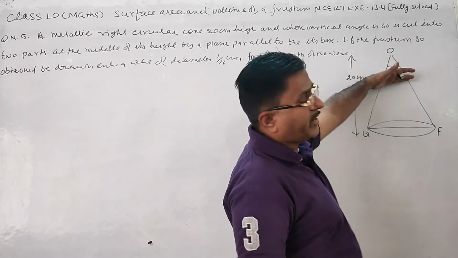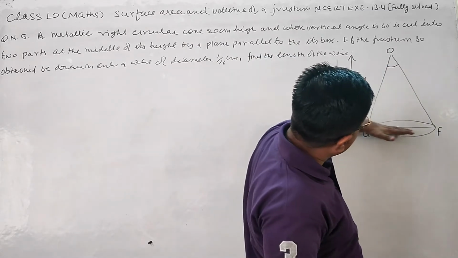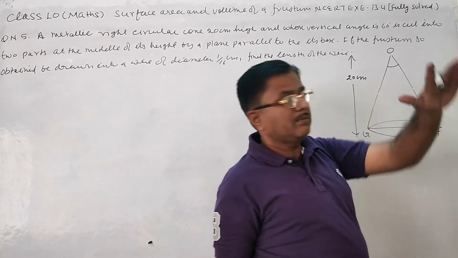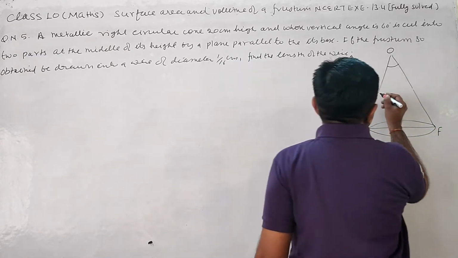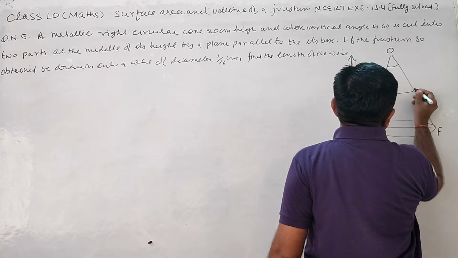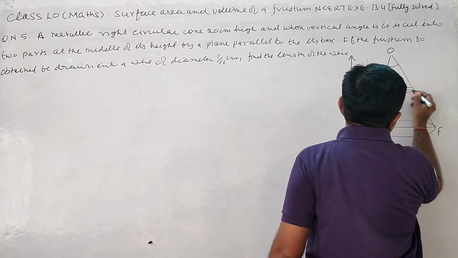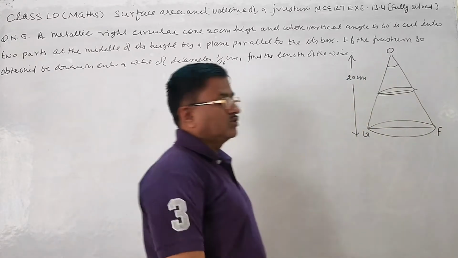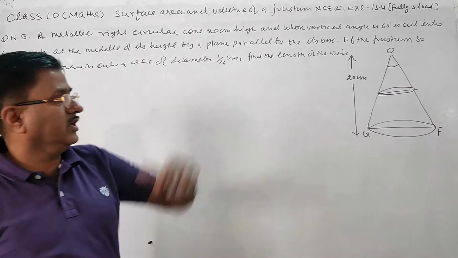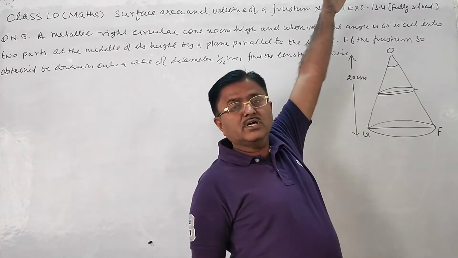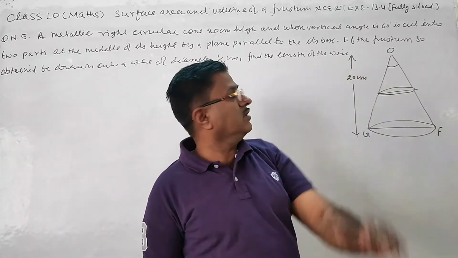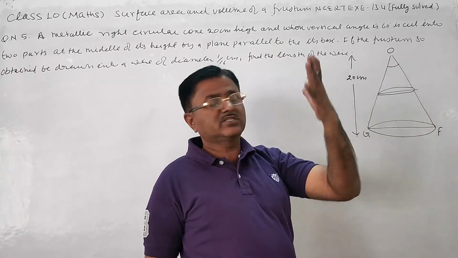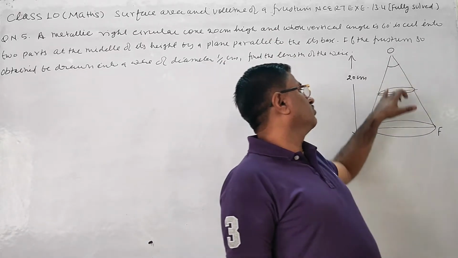We are cutting it into two parts. This is your base, and the cut is parallel to the base. Suppose we cut it with a knife, this way. So we get two sides: one is the above portion, in the form of a cone, and one is the below portion, in the form of a frustum. So we get two figures.